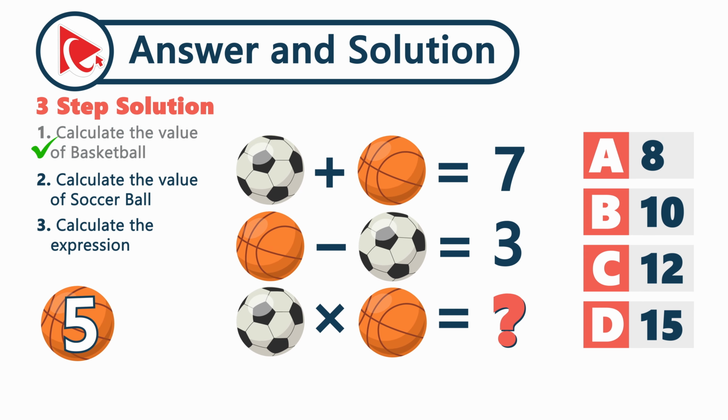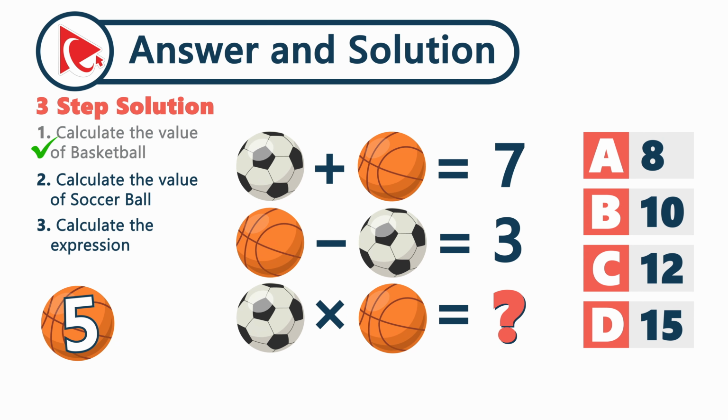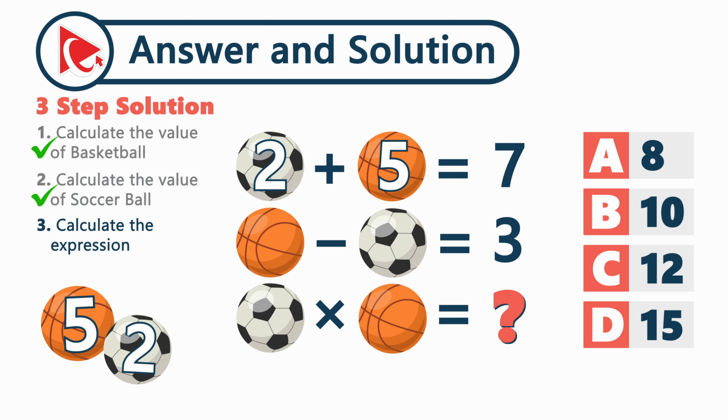Now we're ready for step 2 to calculate the value of the soccer ball. Let's substitute the value of the basketball in the first equation. Soccer ball plus 5 equals 7, which means that soccer ball value is 2. Let's summarize. We've completed the first 2 steps, and we've learned that the value of the basketball is 5, and the value of the soccer ball is 2. Now we're ready to solve the original expression.